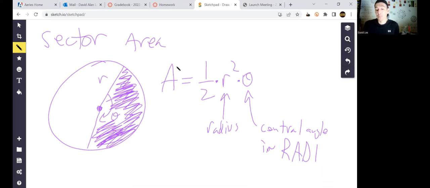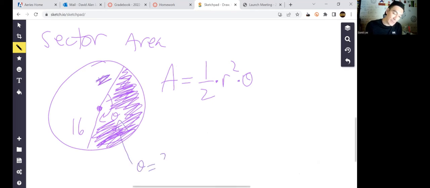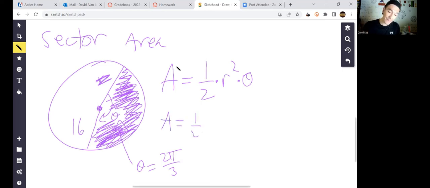We can do a quick example. Let me delete this part here. Let's say you have a problem like this. Let's say the radius is 16, and theta is 2 pi over 3. Your goal is to find the area of that slice of pizza, that sector as it's called. So we'd go area equals 1/2, and then r is 16, squared, and then theta is 2 pi over 3.